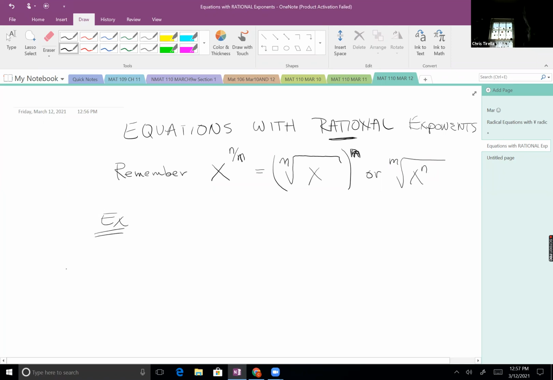So for example, if I have 8 to the 2/3, does everybody remember? I'm taking a root. My base is 8. The index is the denominator, 3, so I'm taking the cube root of 8 and then squaring it. The cube root of 8 is 2, and when I square that, I get 4. Does everybody remember that?